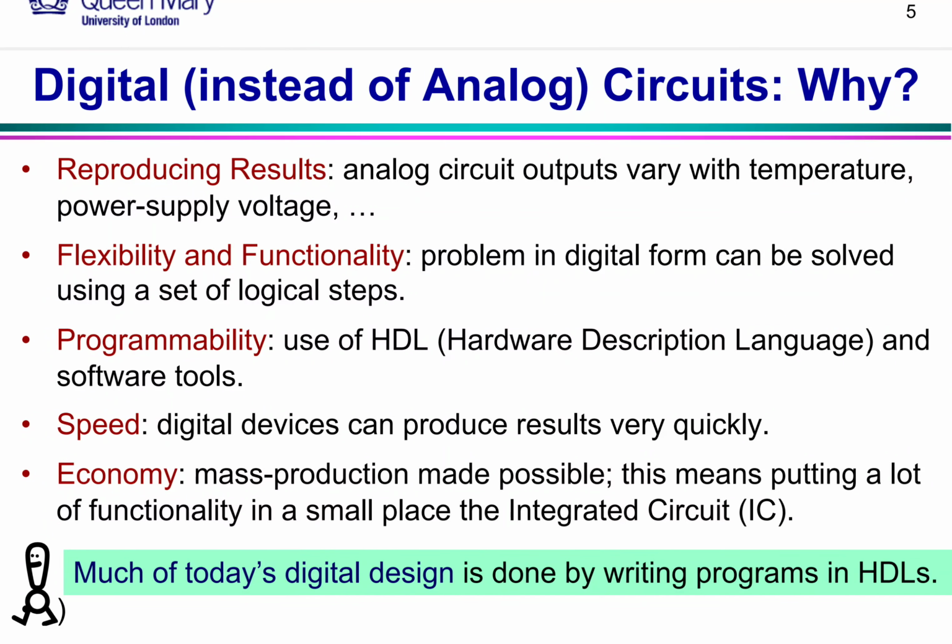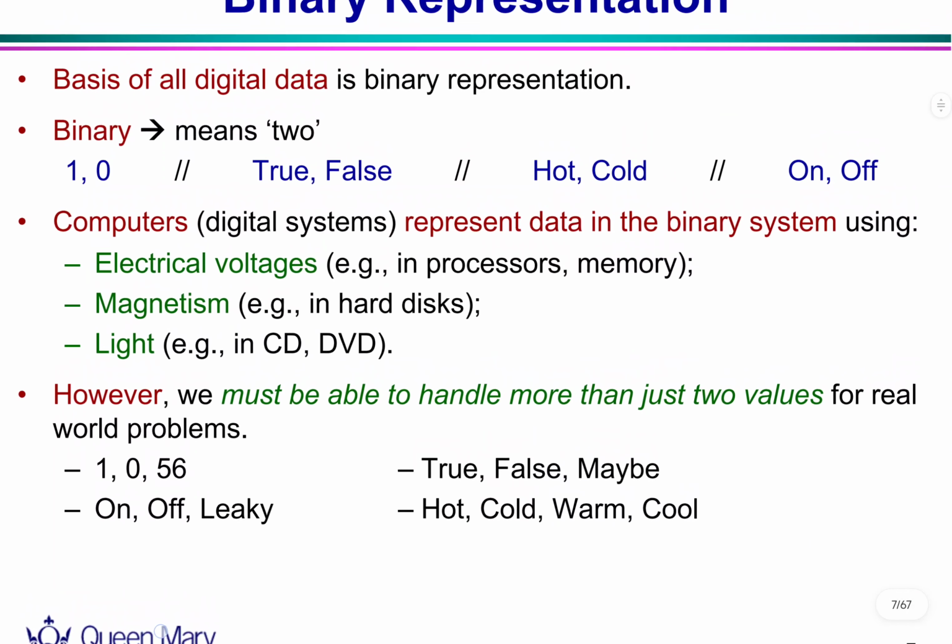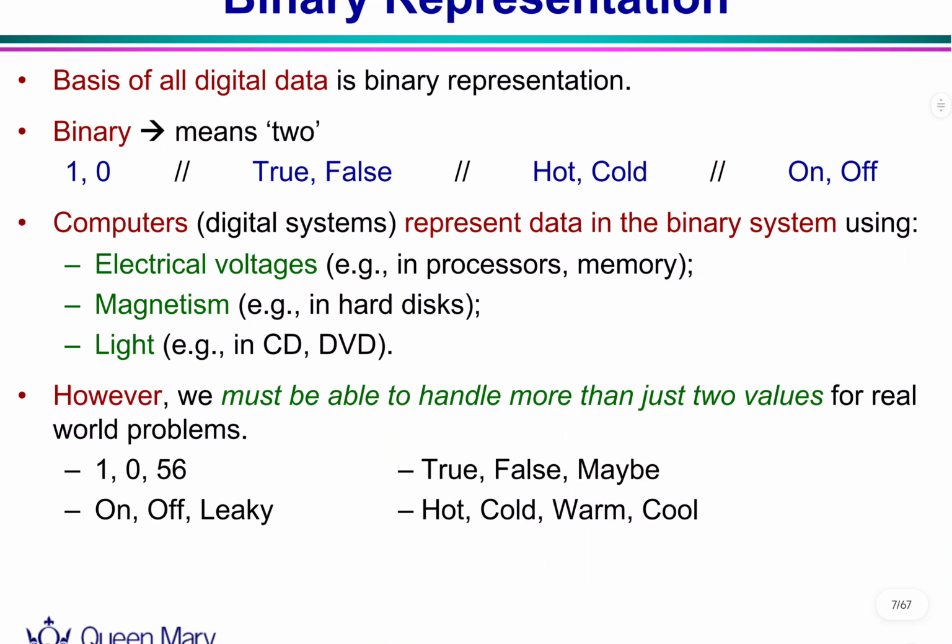Why digital? There are several important things: speed, economy, flexibility, and reproducibility of results, whereas an analog circuit's output can vary with conditions. Digital also has flexibility in programming, and is very fast and very economical. So what is zero, true, false? It can represent a lot, and with more digits we can represent more information.